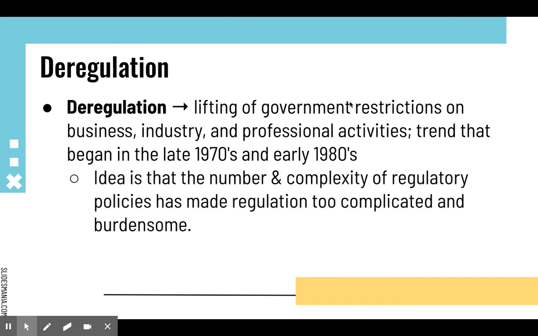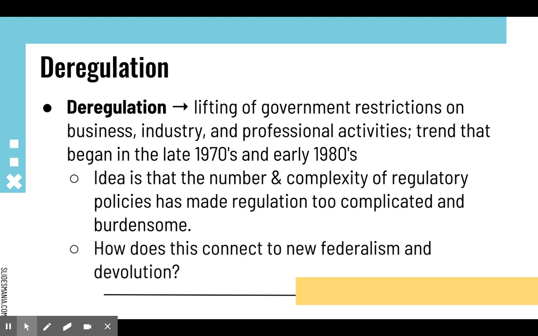Now, deregulation is the final thing we're going to talk about here. We kind of are going to talk about this in the context of federalism as well. So deregulation has been the trend since the late 70s and early 80s of lifting government restrictions on business, industry, professional activities. The idea is that the size of the federal government has gotten too big. The number and complexity of these regulations and these policies has made it way too complicated, way too burdensome.